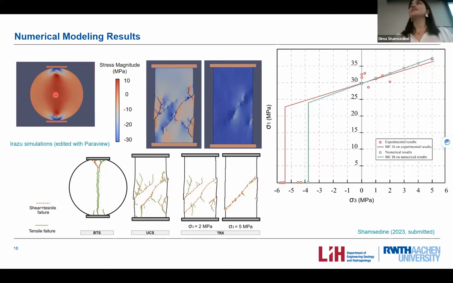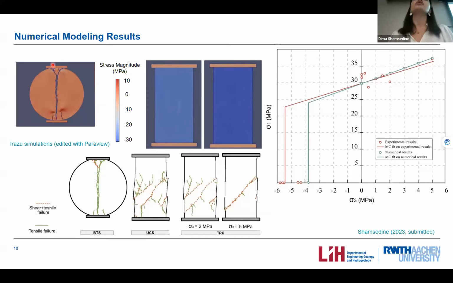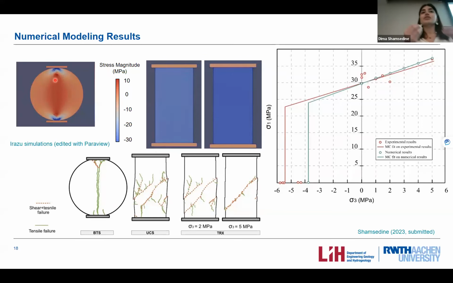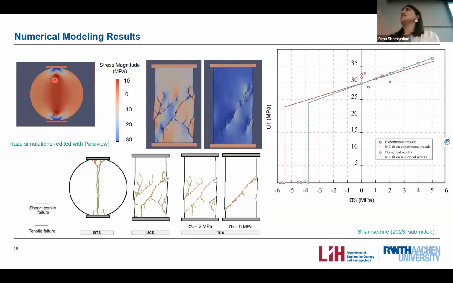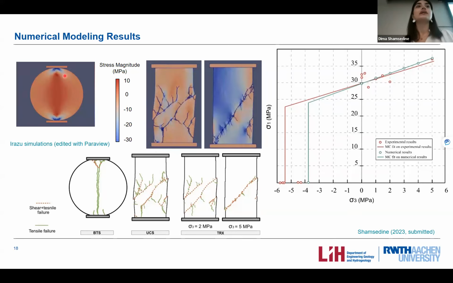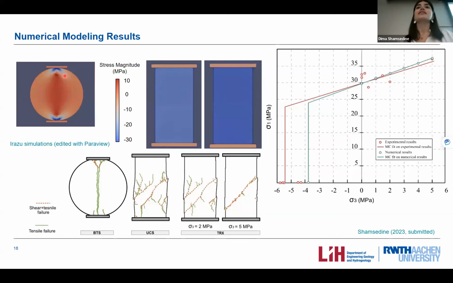So it's not a tensile failure. The tension is happening here. It doesn't fail, but due to the compression of the platens, failure happens in this region because the strength properties of the intact material are low, because we have low Young's modulus and low UCS compared to the high tensile strength. So the specimen fails in compression rather than tension, and this results in a very low tensile strength.